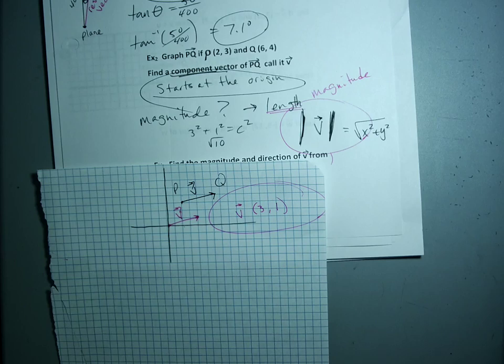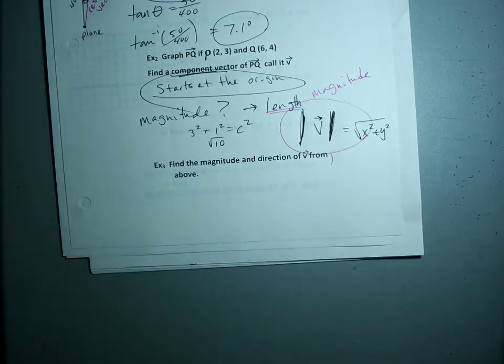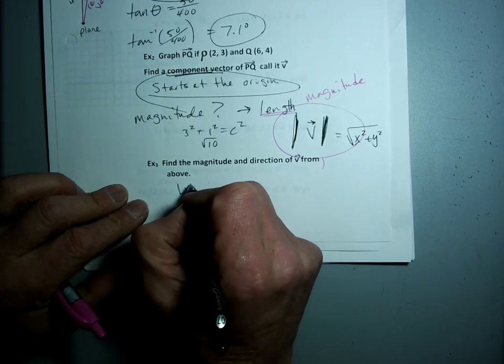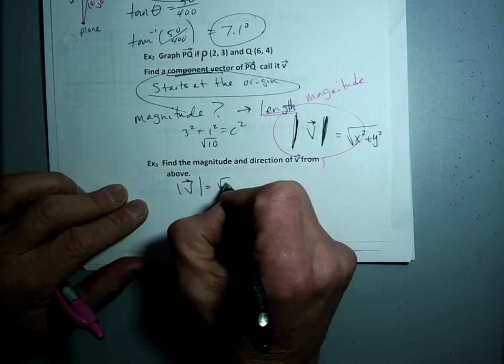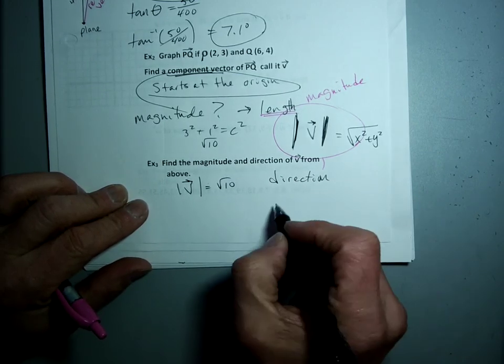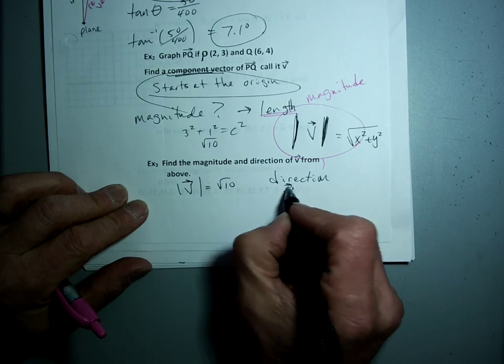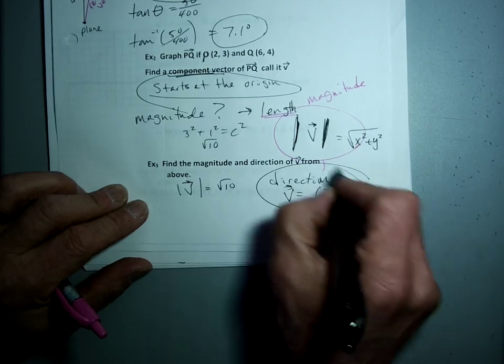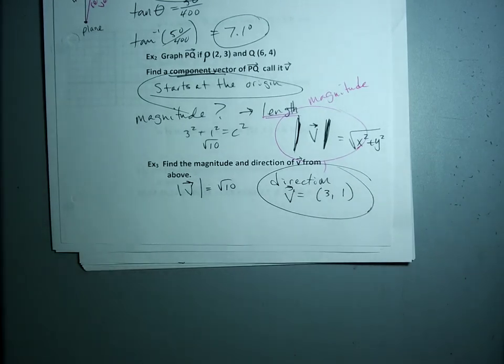Now, so the magnitude and direction. Here's the thing. We know the magnitude of V is the square root of 10, and its direction is the point. The direction's easy. It's just the 3, 1. So in vectors, if it's coordinate vectors, meaning x, y, then the direction is just the point, because you know how to get there, right? Go to 3, 1, there you are, right?